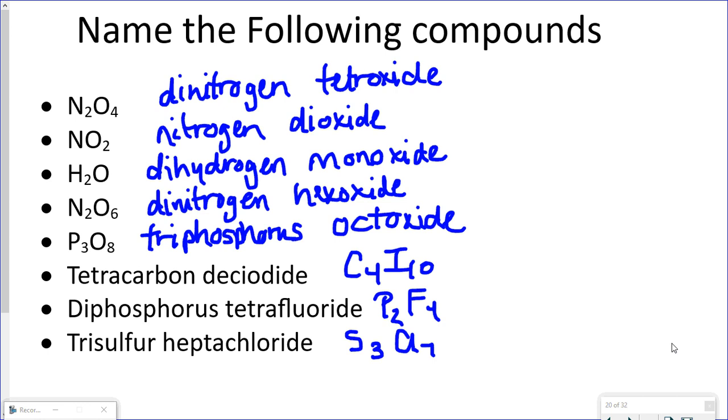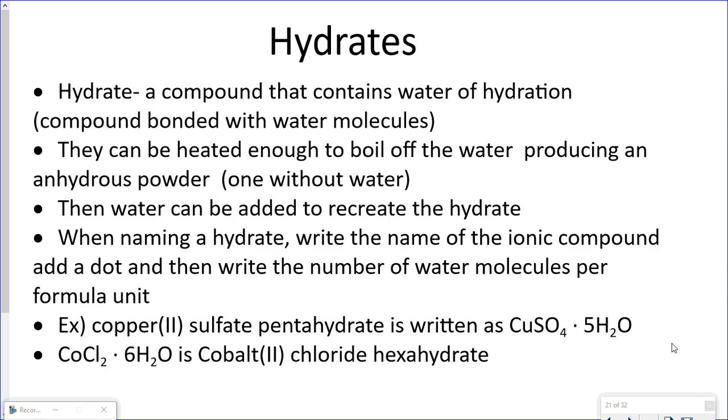Let's move on and look at hydrates. Hydrates are compounds that actually contain water of hydration. So they're actually bonded water molecules within the formula itself. These can be heated to boil off the water, producing an anhydrous powder, one without water. And then you can actually add water to recreate the hydrate.